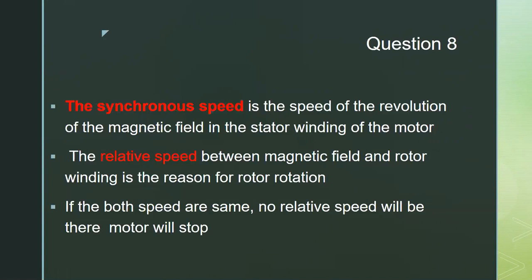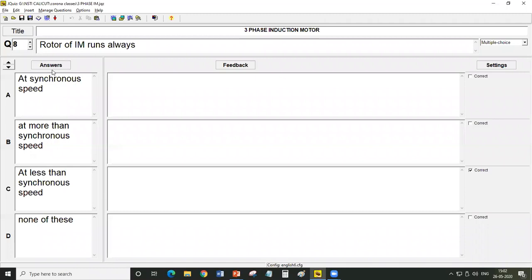When you apply a supply to the stator, it produces a rotating magnetic field. Due to the rotating magnetic field, the rotor starts to move and follows it, but it does not reach the speed of the rotating magnetic field. If both speeds were the same, there would be no relative speed and the motor would stop. So in practical conditions, the rotor of the induction motor always runs at less than the synchronous speed.